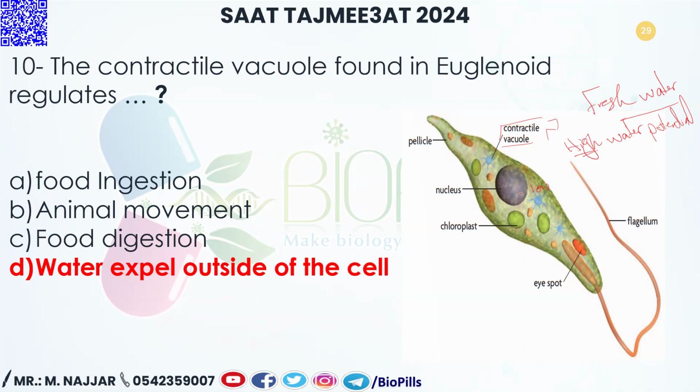According to osmosis, the water moves from a region of high water potential to a region of low water potential. So the organism will have a lot of water. If this water keeps entering the body, the organism will explode, will rupture, will burst. But in order to avoid it, the contractile vacuole collects the excess water from inside the organism and expels it out. Why? In order to maintain the osmotic pressure, to maintain osmoregulation, to regulate the osmosis.